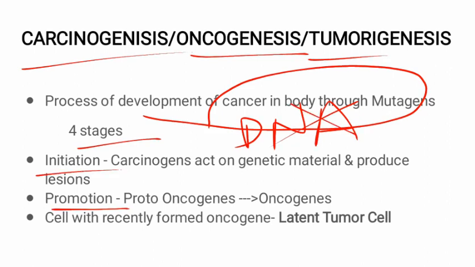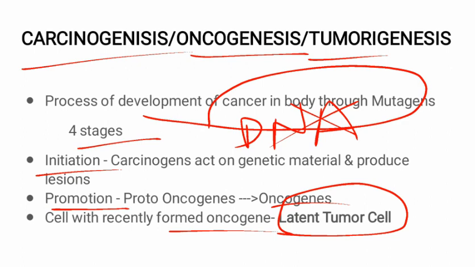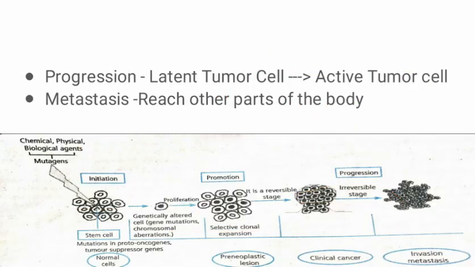Next comes the promotion, where proto-oncogenes are transformed into oncogenes. The cells with newly formed oncogenes are known as latent tumor cells. Latent means something which is hidden. This is not a dangerous condition, it is usually reversible, and it is known as a precancerous condition. These precancerous conditions can be reversed by providing antimutagens like vitamin A and retinoids, right?